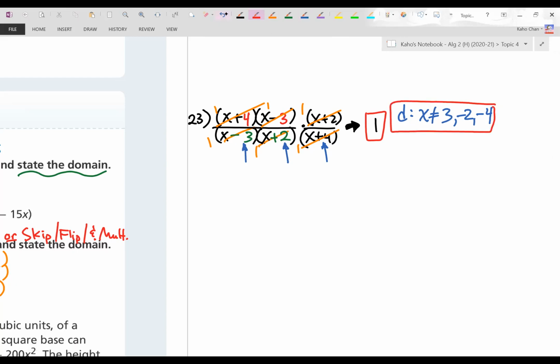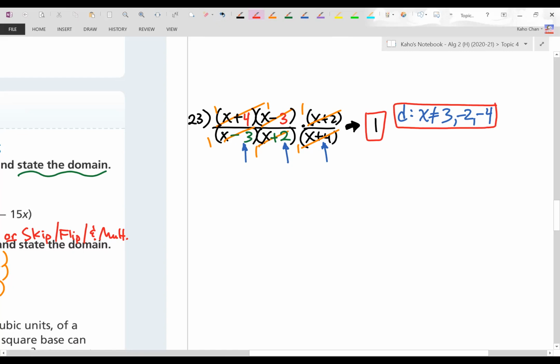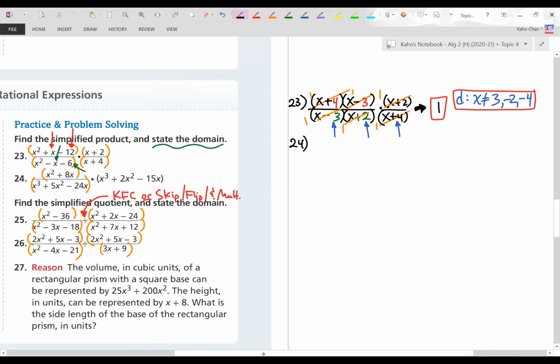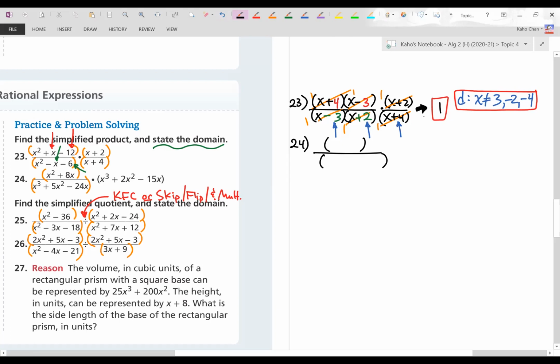Okay. 24 is next. Zoom out a little bit. Okay, in the numerator, we have x squared plus 8x. You can take out a monomial GCF there. Denominator, you can take out a monomial GCF and factor it as well. Let me take out the monomial GCF first in a moment. The back half, you can take out a monomial GCF too. All right, so a lot of monomial GCFs in this case.